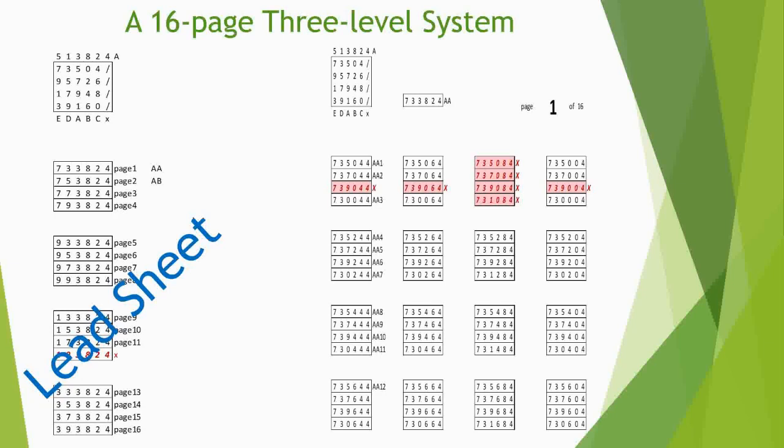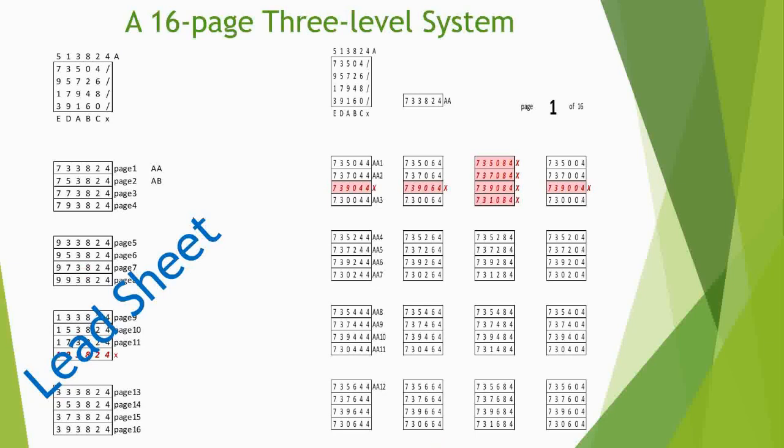Here is a 16-page 3-level system. Page 1 has change keys under AA. The Grandmaster is A. Page 2 has change keys under AB, which is the page 2 page master. Both AA and AB are under Grandmaster A. There are lots of pages left for future expansion.